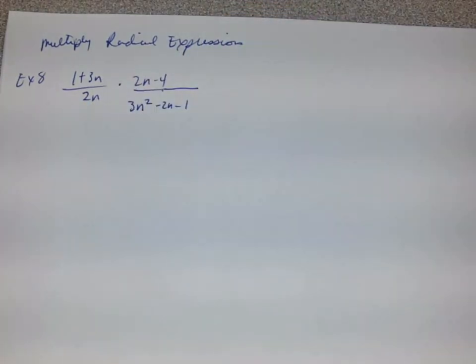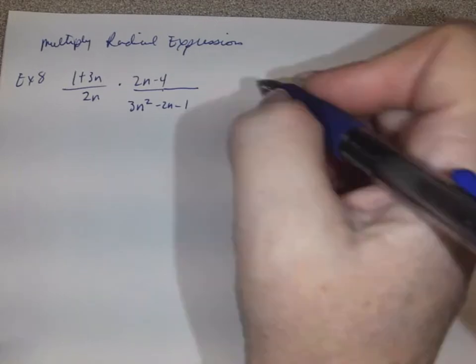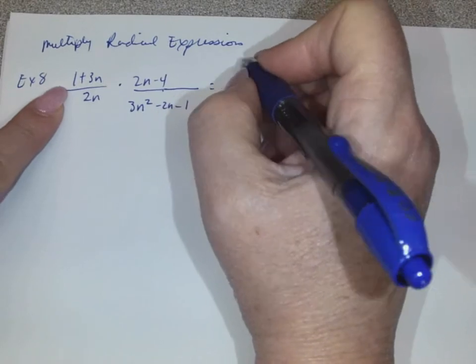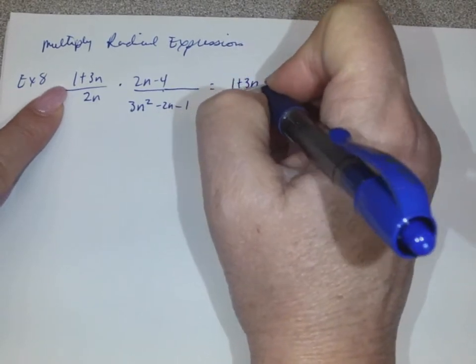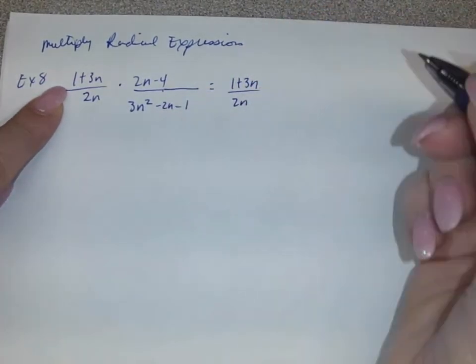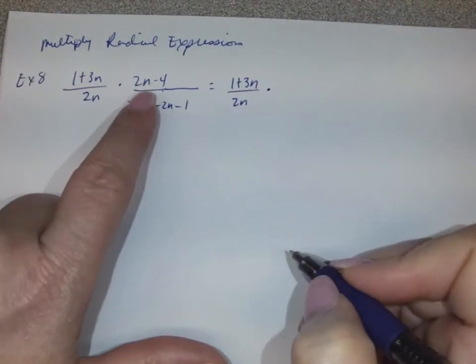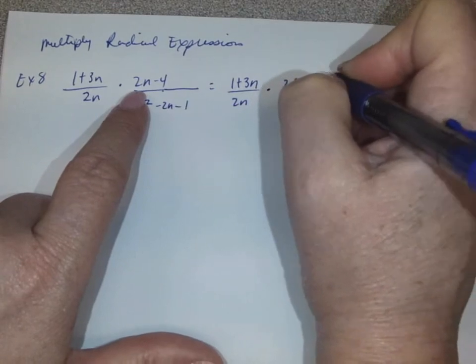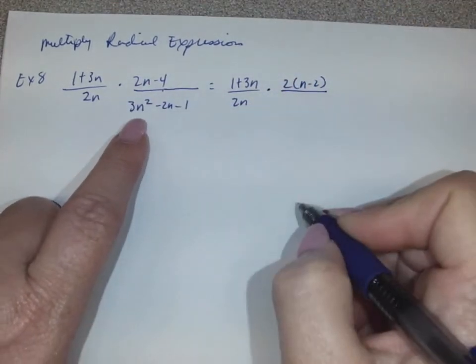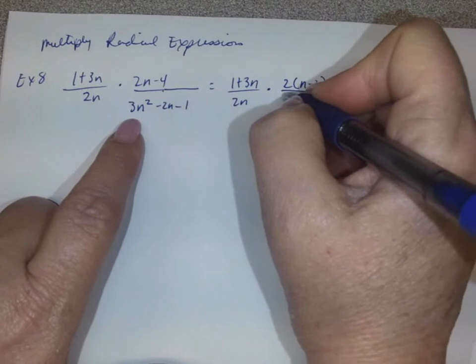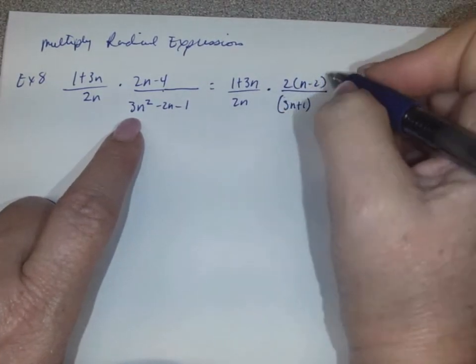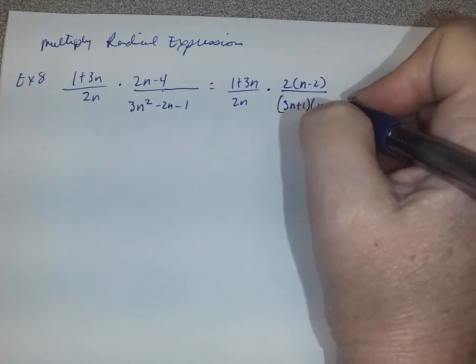So for this, we are not just going to multiply everything. We're going to see if we can reduce it first. So the first term over here, the numerator and the denominator, will not reduce. There's nothing to factor. But on this term, I can factor out a 2, and I get n minus 2. And on the bottom, this will factor with the AC method, 3n plus 1. You could also use the box method, and you can factor n minus 1.